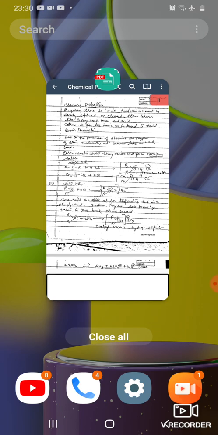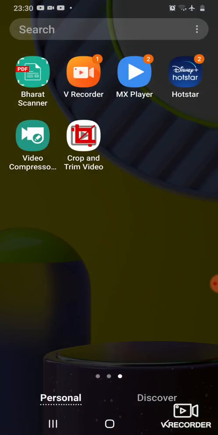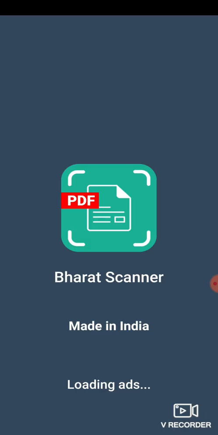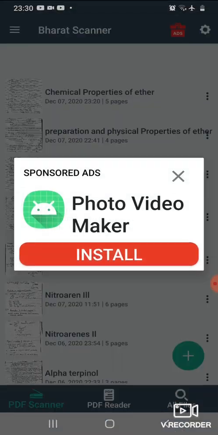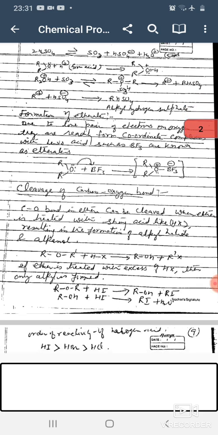ROR reacts with the H2SO4, then the R2O positive H, HSO4 negative, dialkyl oxonium hydrogen sulfate बनता है. Next, two molecules of H2SO4 give the SO3 plus HSO4 minus and H2O.